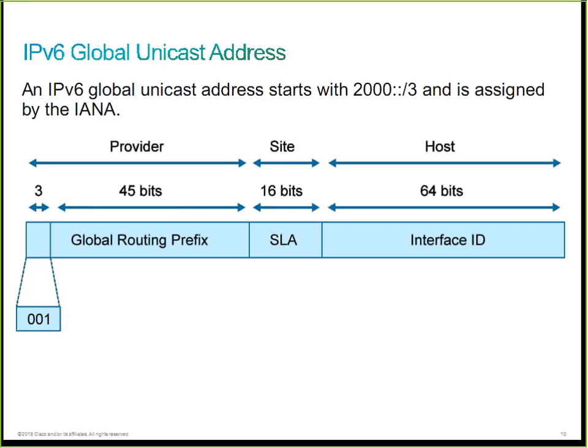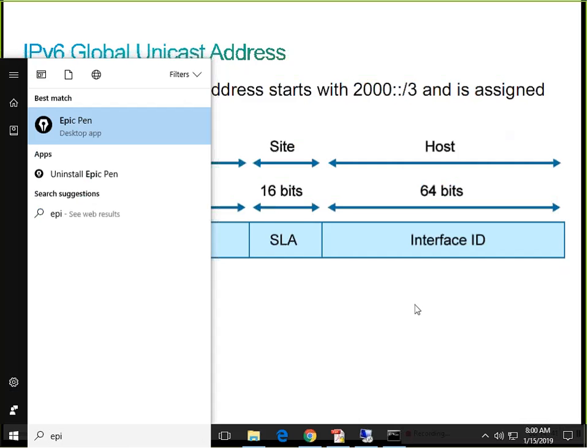So remember, the first 3 bits are fixed at 001, then the next 45 bits are the global routing prefix, that is the global network information. The next 16 bits become the site address, and then the last 64 bits become the host ID. That's the way typically you would define a global unicast address. So for example, we can define it as 2001::/64. That would be a global unicast address. Just to give you that example again, if I open up my pen here.